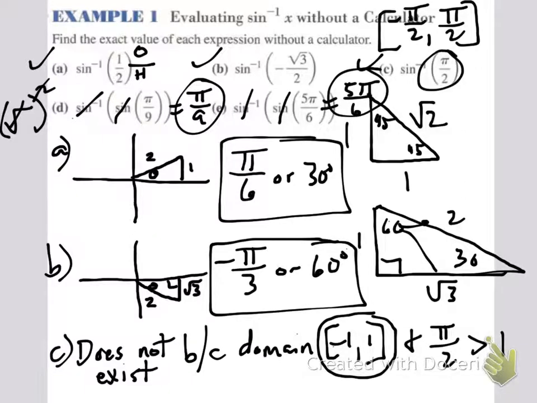Okay, so those are easy ones. Anytime you're doing an inverse sine of a sine, an inverse cosine of a cosine, an inverse tangent of a tangent, those just cancel out, and whatever's in the parentheses is all that's left.